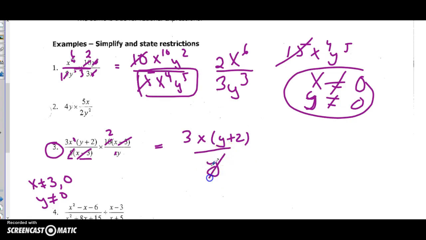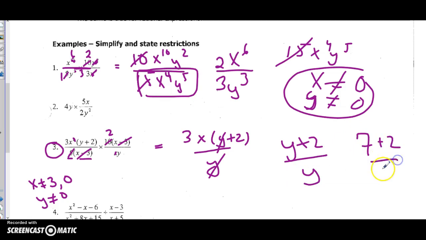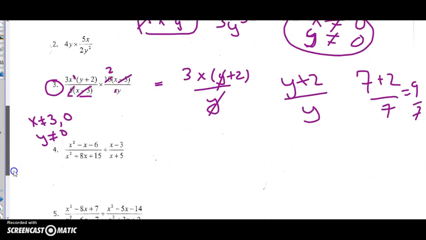Don't do this. People like to do this all the time. Don't do that, okay? Y plus 2 is y plus 2, and that's y. And if you cancel it out, that's saying that something plus 2, so 7 plus 2 over 7, could be canceled into 2. But we know that's not true. That's 9 over 7. That's a completely different fish. So don't try that at home, or don't try that anywhere.